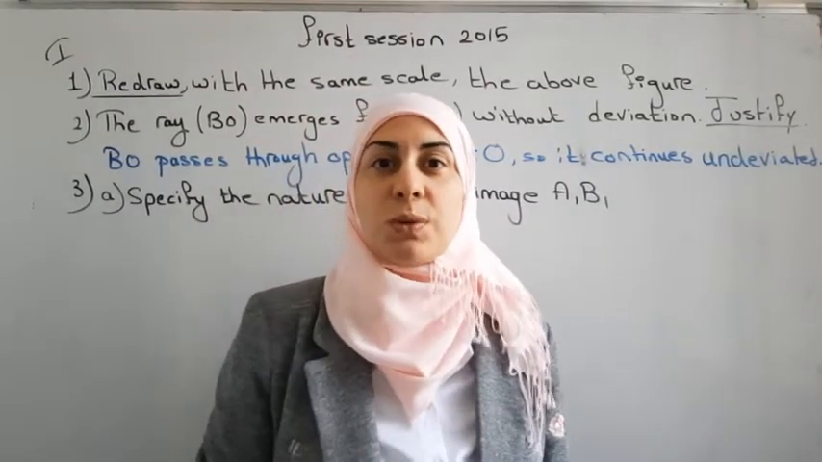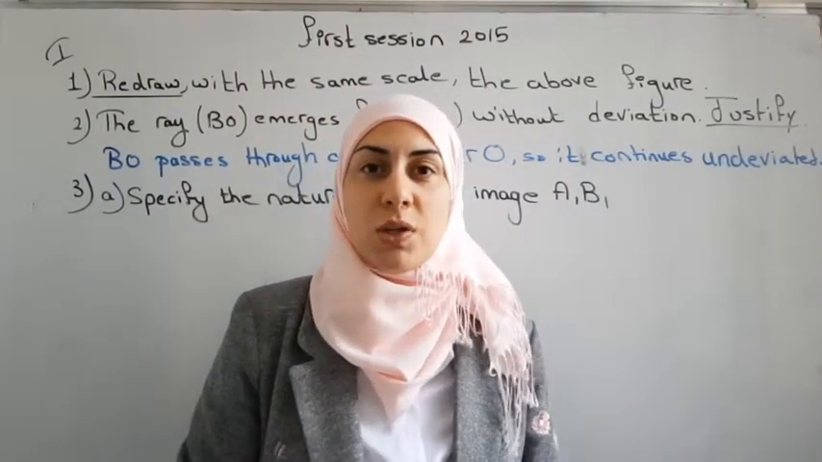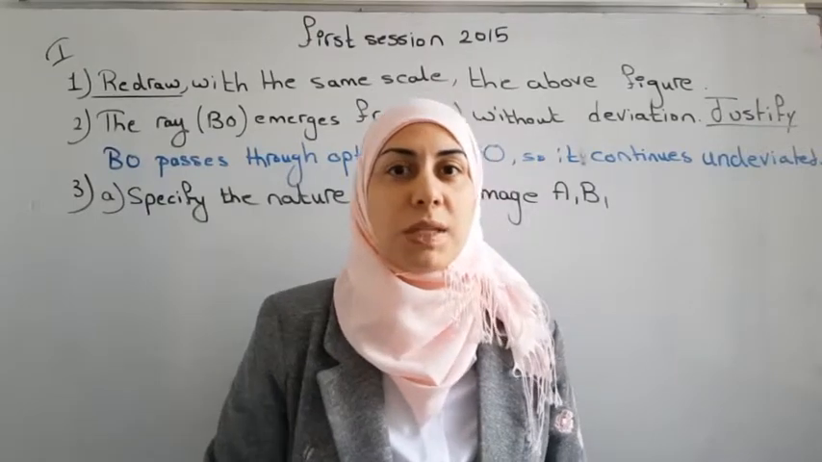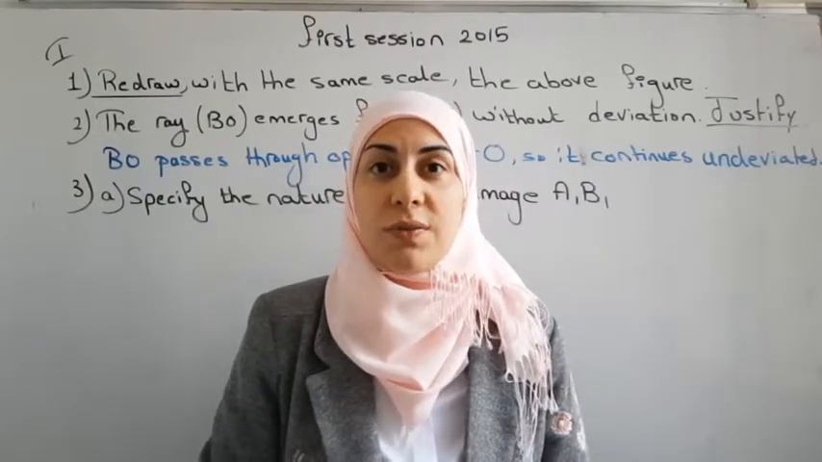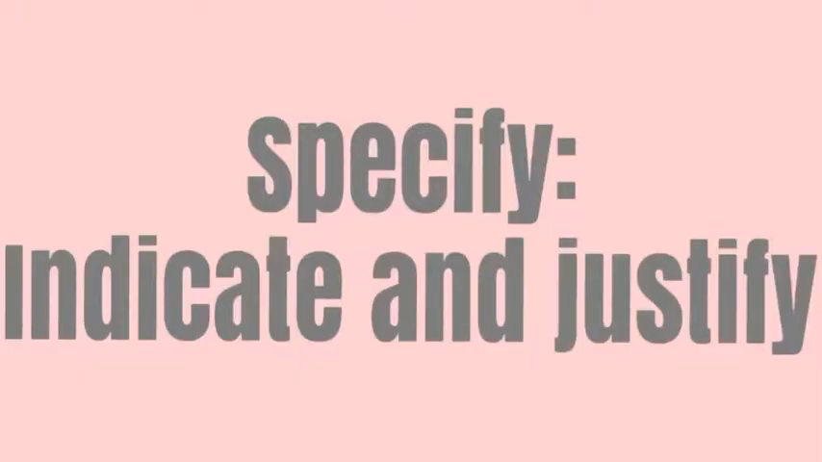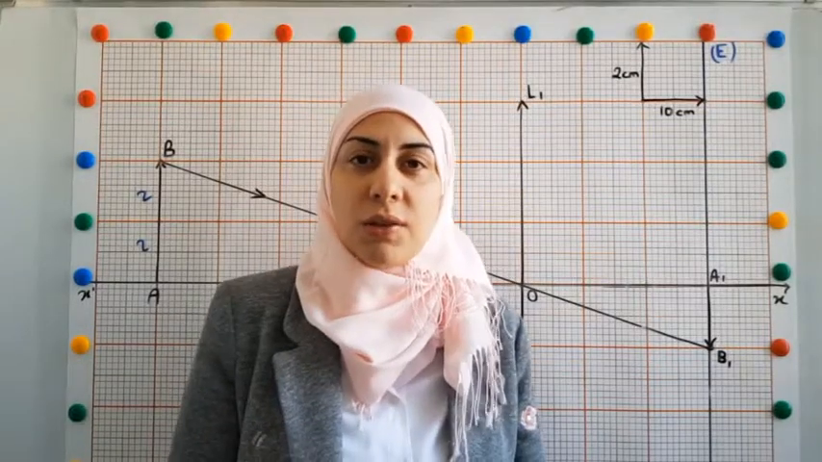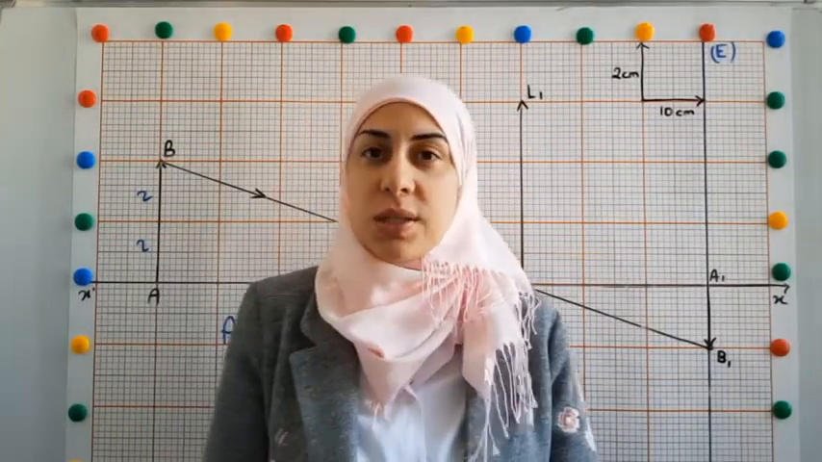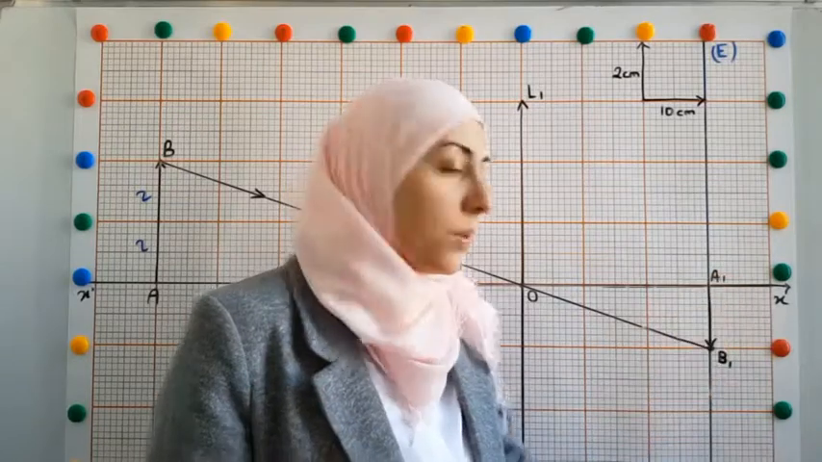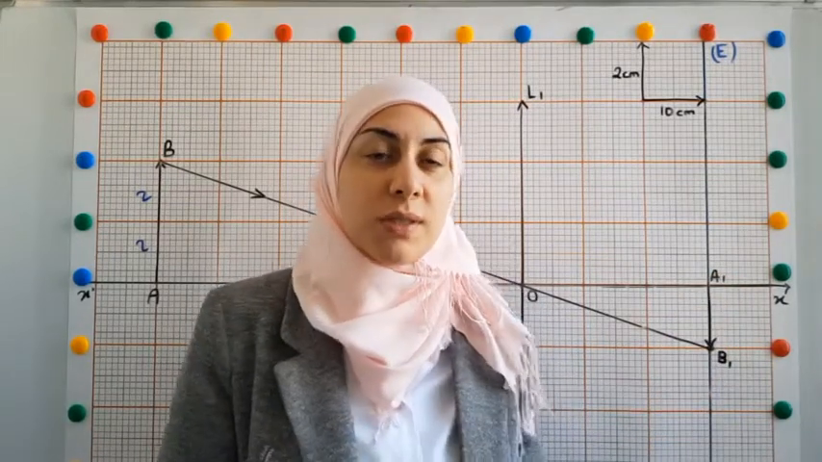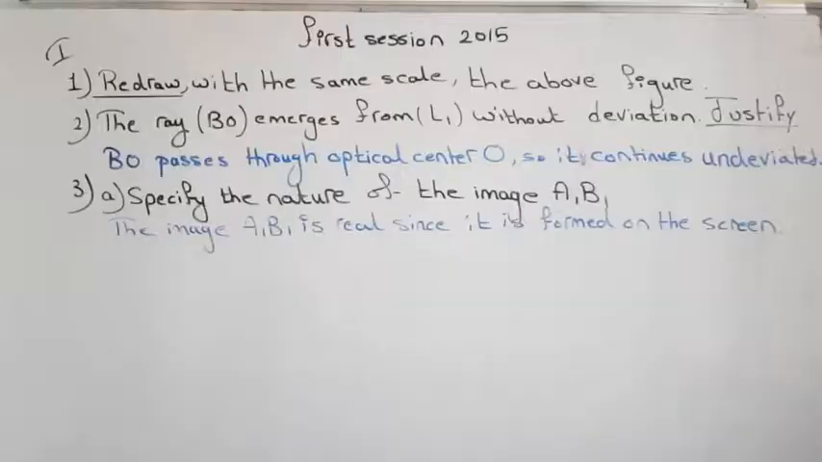In this part, we want to specify the nature of the image A1B1, and specify means that you have to indicate and justify. The nature of A1B1. So is it real or virtual? A1B1 is a real image because it is formed on the screen.